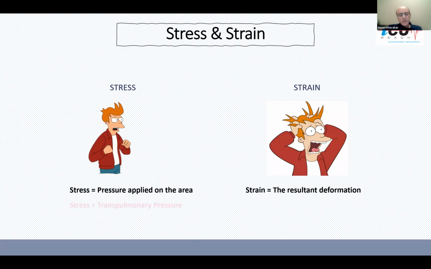If we want to apply this to the lung pathophysiology, stress would be the transpulmonary pressure, and strain would be the change in the volume, of course, relative to the functional residual capacity, and not only the volume, but also the shape, how we are changing that volume.